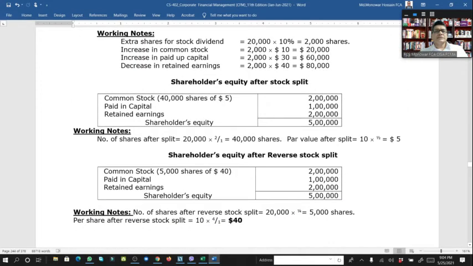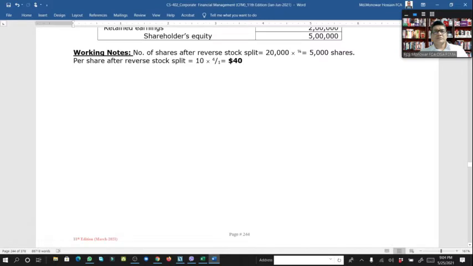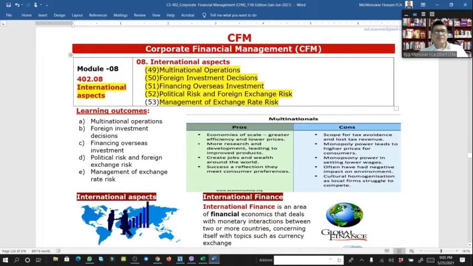So that's all for today. Today we are finishing the chapter. This is the last chapter of our corporate financial management: international aspect, where we discussed the multinational operation, foreign investment, financing overseas investment, political risks, foreign risks, and managing the exchange rate risk. So I think we'll see you next Sunday, inshallah, with few new maths and other things.